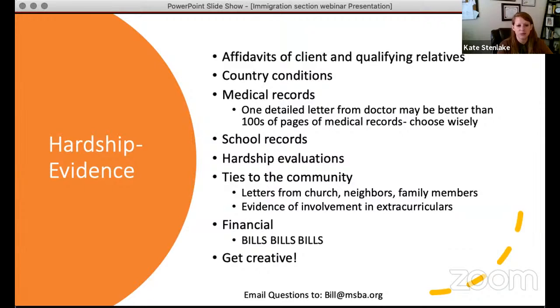So these are the basic things, but again, get creative. Every case is a little different. You might have a hook that is different and unique to your case, and you just have to find a way to make it rise to that level of hardship in order for your case to be granted. Definitely talking to your client about their lives day to day will help you figure out what evidence you need to show the hardship.